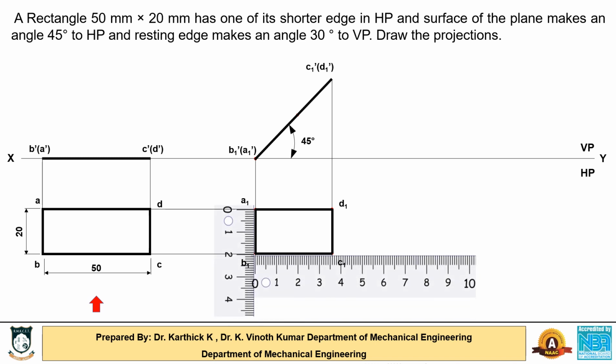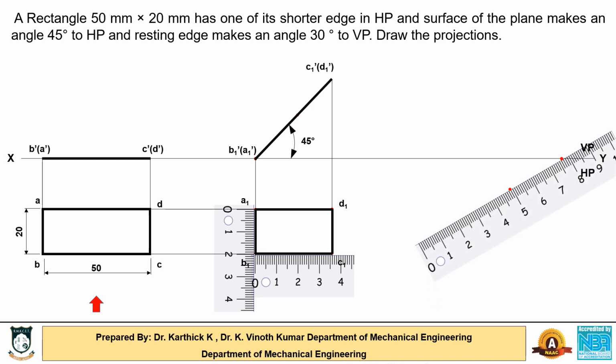So finally, after that, read the question. Which edge is resting? The resting edge makes an angle of 30 degrees. So see here clearly that the resting edge is called B and A. So that shorter edge is going to incline 30 degrees to the VP. Okay, so inclination. So next, we are making it 30 degrees inclined. After that, we have to mark A1 and B1 in the inclination of 30 degree angle. So that is what we are making here, see that clearly.